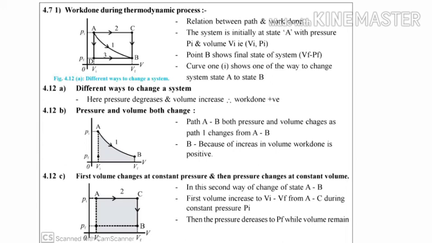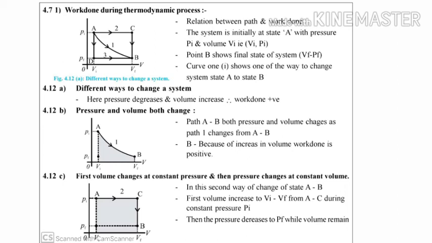Now students, we will see the second case, that is, first the volume changes at constant pressure and then the pressure changes at constant volume. We will see this case with the help of the PV diagram on your screen. I have noted it as C. You can observe the diagram. In this diagram you can see the second way of the change of state from A to B, which follows the second path.